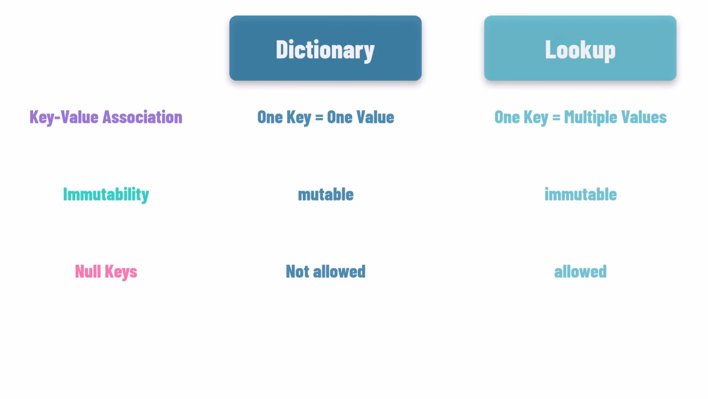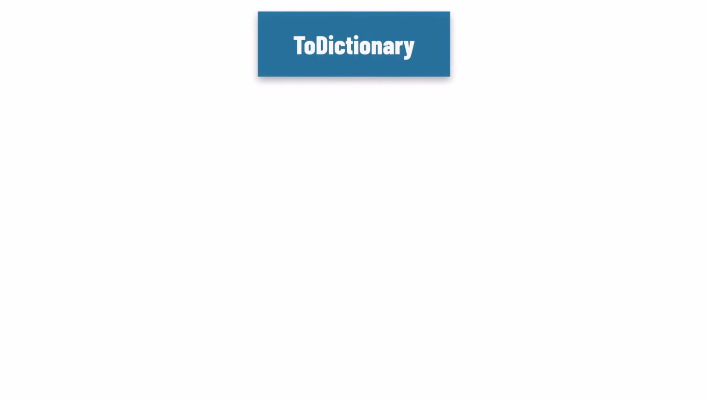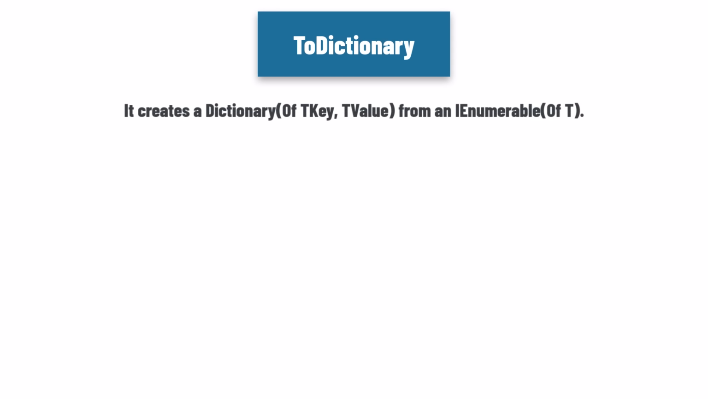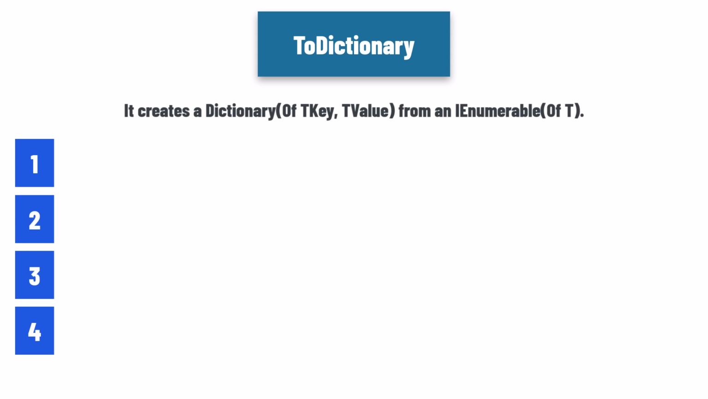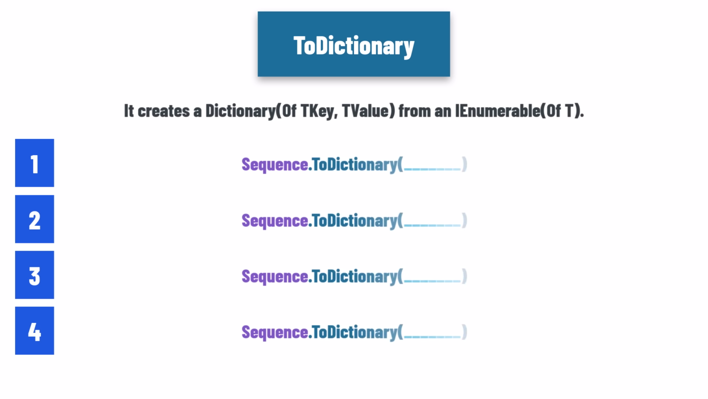Let's now start with the first method, ToDictionary. It creates a dictionary of TKey, TValue from an IEnumerable of T. So, it's to convert an IEnumerable collection into a dictionary. This method has 4 overloads. All 4 overloads will be used after the sequence we want to convert. So, we have the sequence, which is of type IEnumerable of T, then the method. Let's check the overloads one by one.